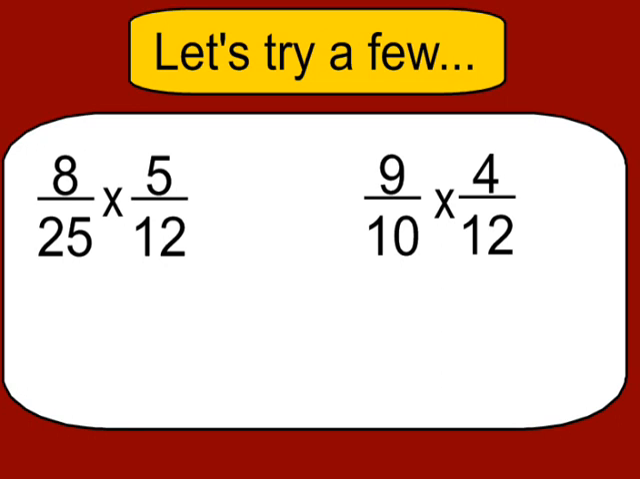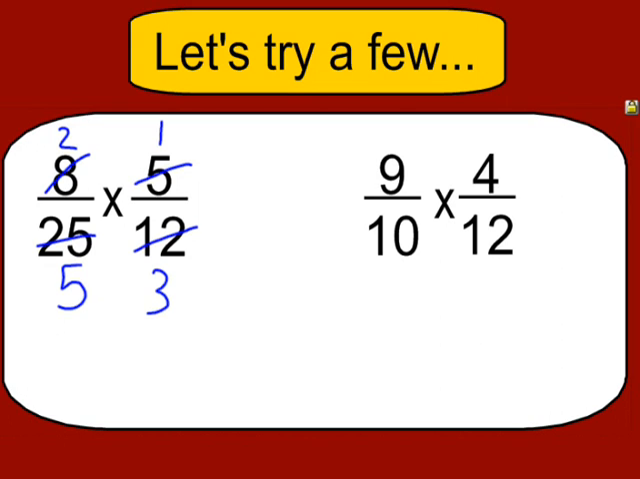So let's do a couple more examples. So let's look for some common factors. Well, right off the bat, I look at 5 and 25. 5 will go into each one of those. 5 goes into 5 one time. 5 goes into 25 5 times. And then I look at the 8 and 12, and they share the factor of 4. 4 goes into 8 twice, and 4 goes into 12 3 times.